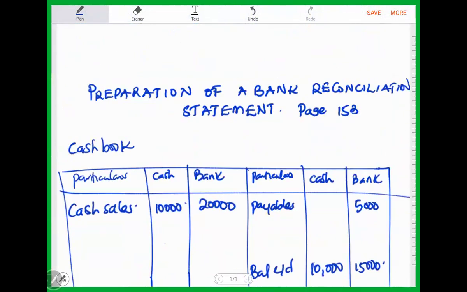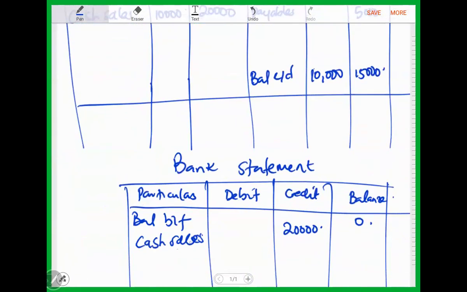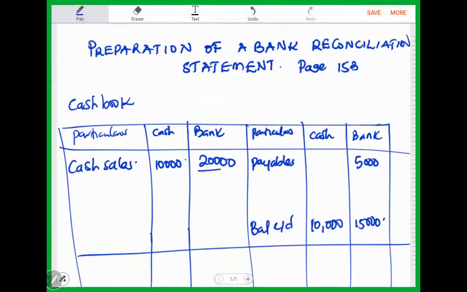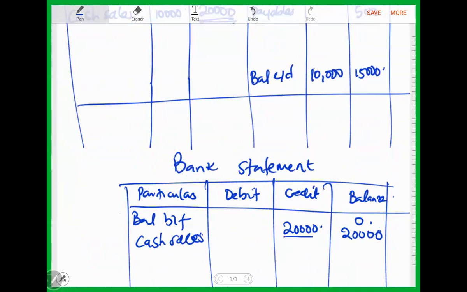And at the same time, the balance that we have on our account is 20,000 at that point, because our account is credited with 20,000 because of this money that was received in the bank, which has been recorded in the cash book. So our bank credits our account, and then we have a balance of 20,000.